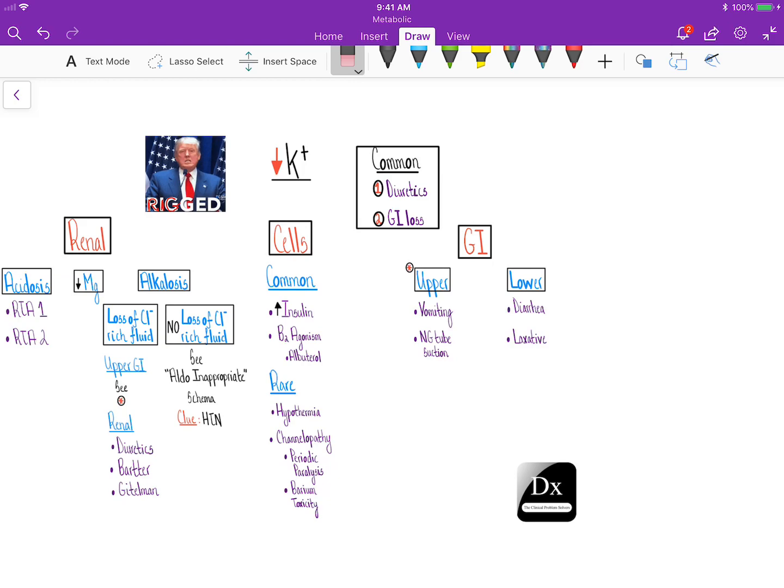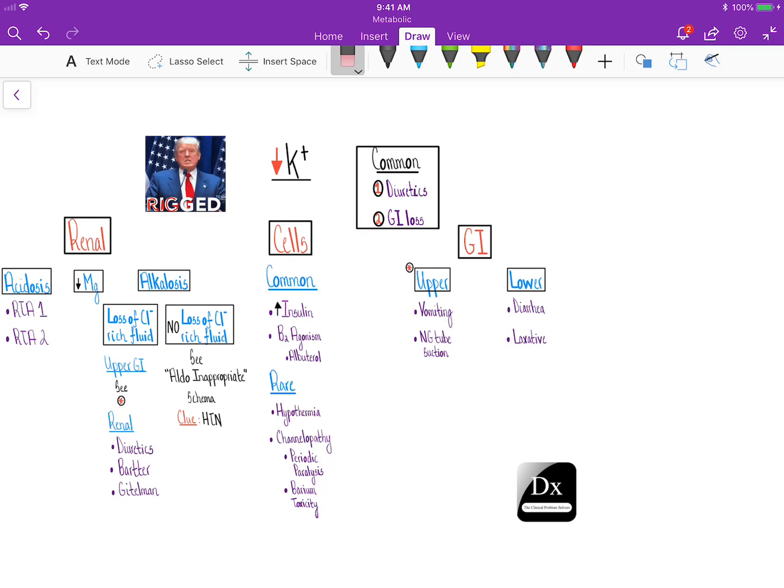Also, another thing to know is that anything that affects the sodium potassium ATPase can potentially affect the potassium level. So things that stimulate the ATPase, like epinephrine or insulin, can increase the intracellular potassium concentration and cause a low serum potassium concentration. Digoxin actually inhibits the sodium potassium ATPase.